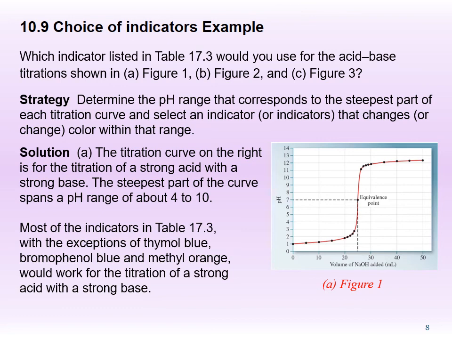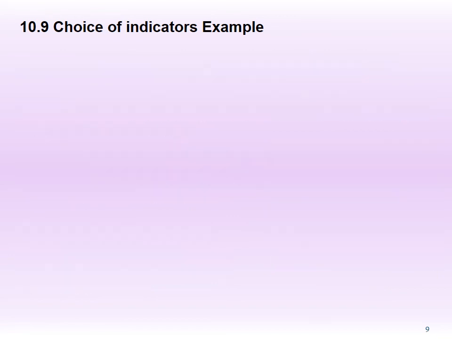The titration curve on the right is for the titration of a strong acid with a strong base. The steepest part of the curve spans a pH range of about 4 to 10. Most of the indicators in Table 17.3, with the exceptions of thymol blue, bromophenol blue, and methyl orange, would work for the titration of a strong acid with a strong base. The three indicators mentioned aren't suitable as the lower limits of the pH ranges, when their colors change, occur before pH of 4.